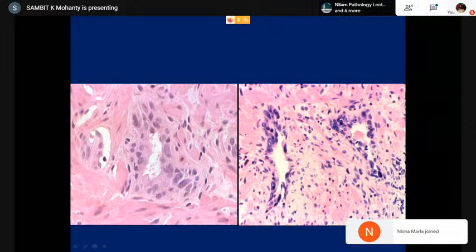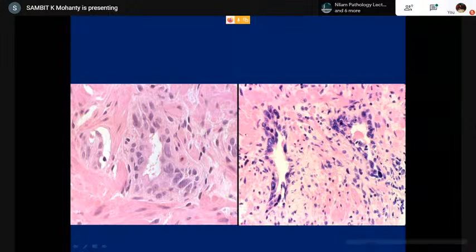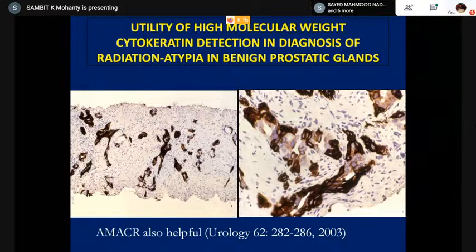When you see this kind of change, please do a basal cell marker. This is prominent, I do not disagree, but there is multinucleation and you see this smudginess. So what is it? The utility of high molecular weight cytokeratin in the detection and diagnosis of radiation-induced atypia in the benign gland. AMACR is also helpful. They're usually negative.